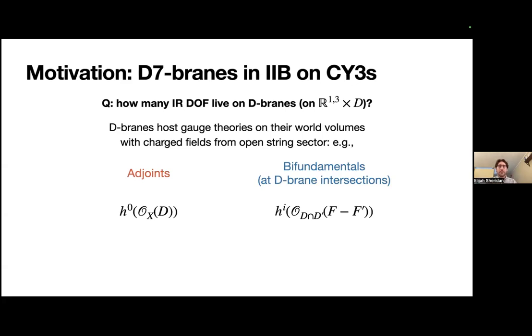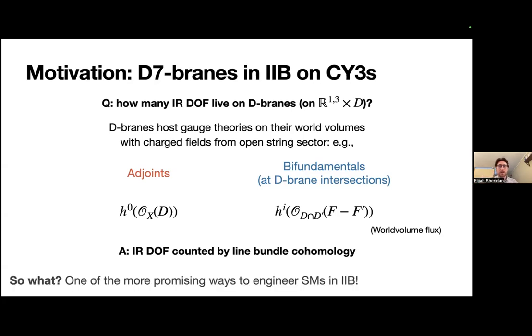and they're counted by line bundle cohomology, either zeroth line bundle cohomology or higher line bundle cohomology, on these intersection curves, where F here denotes a world volume flux that you've chosen for these D7 branes. But this isn't going to be a talk in gory detail about D-branes. The point is that these things that you care about are counted by line bundle cohomology. Why should you care about these degrees of freedom?